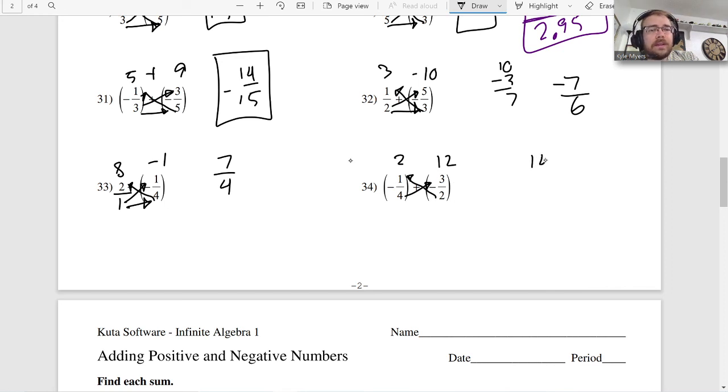So I get 14, but it's negative. And then 4 times 2 is 8. Now this simplifies. This is the first one that I actually have to simplify. They both divide by 2. So that would be negative 7 over 4, and that would be my final answer.